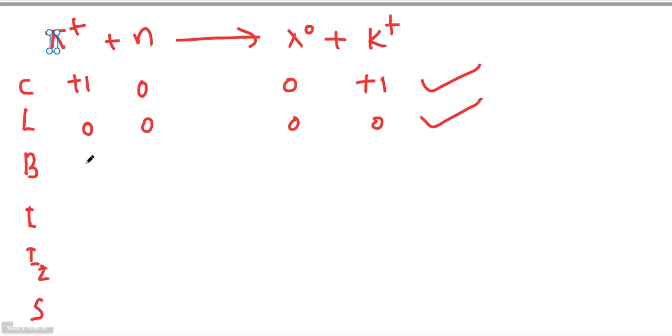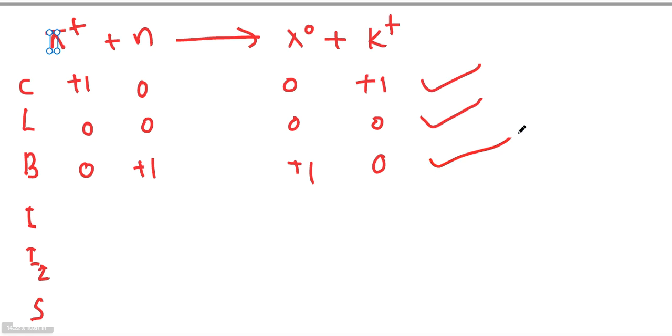Baryon number is, this is a meson, therefore baryon number is 0 and again this is baryon, therefore it's plus 1 and here it is plus 1. K is a meson, therefore it is 0. So LHS we have plus 1, RHS we have plus 1, this is conserved.